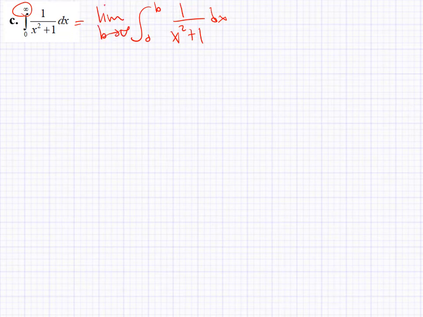So now that it's set up properly, it's time to integrate. So we still have this limit as b goes to infinity. Yes, you have to keep writing it until you evaluate the limit. Otherwise, it doesn't make any sense. So then we'll do the integral of 1 over x squared plus 1. You should recognize that as your arctan integral.